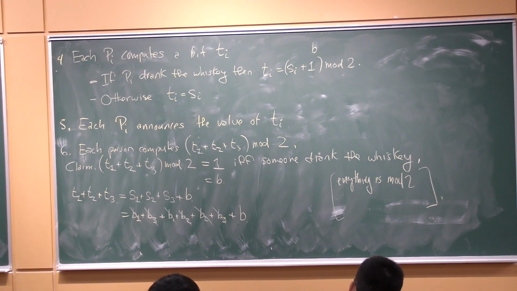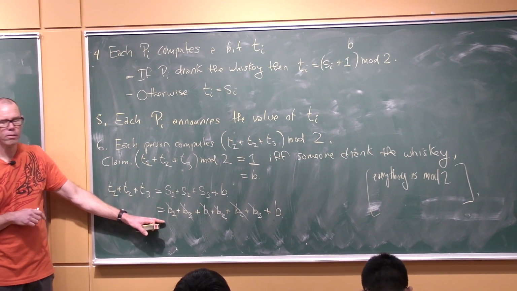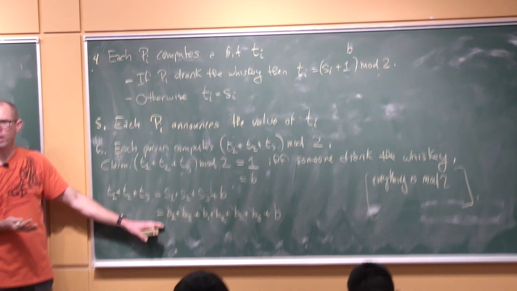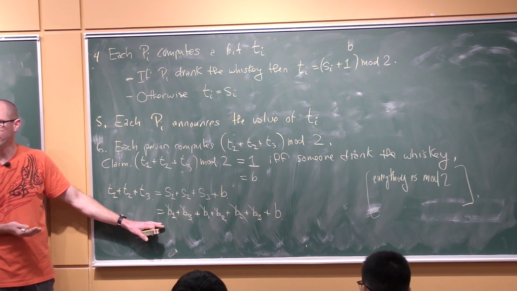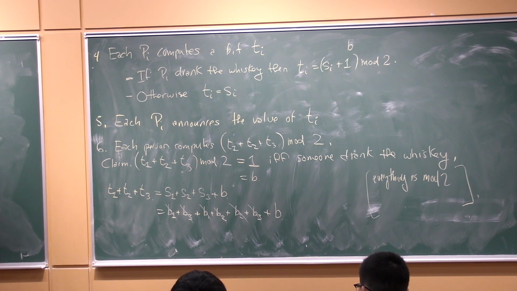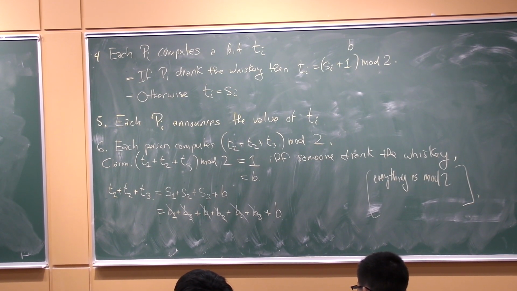All right, so indeed this correctly broadcasts whether or not one person admitted to drinking the whiskey, but why is it anonymous? If I'm one of the people who didn't drink the whiskey and I see this 1 come up, how is it that I can't figure out, or how can I prove that I can't figure out, which of the other 2 people drank the whiskey?